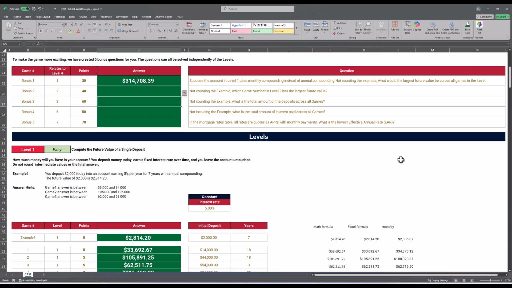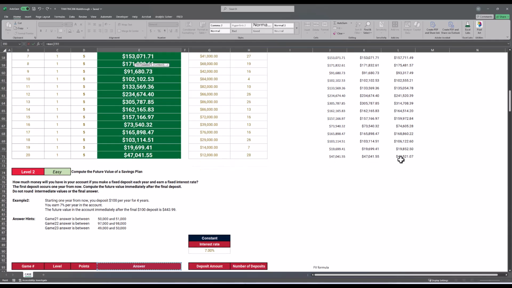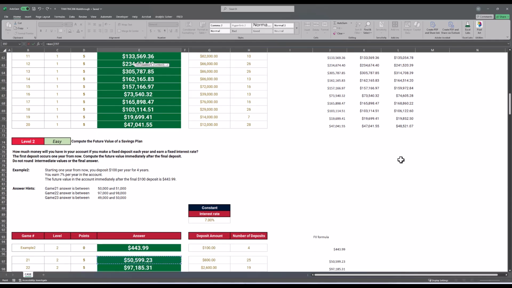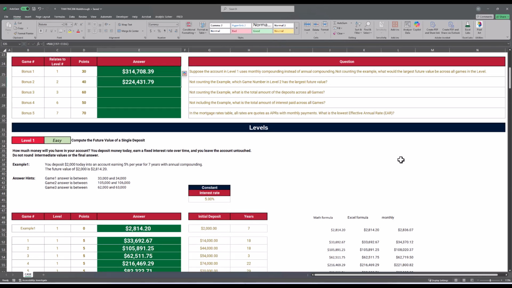Not counting the example, which game number in level 2 has the largest future value? Let's do equals MAX. These are the future values. And there's the maximum future value, but that's not exactly what I want. I want to get the game number.